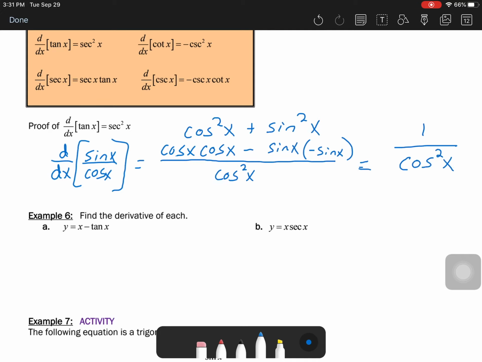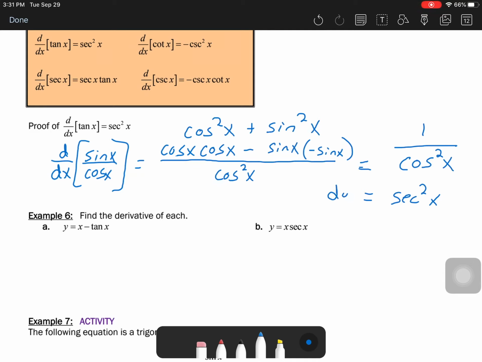And hopefully you remember that reciprocal identity. Cosine is the reciprocal of secant, and that's how this is equivalent to secant squared. 1 over cosine squared would be the same as secant squared of x.